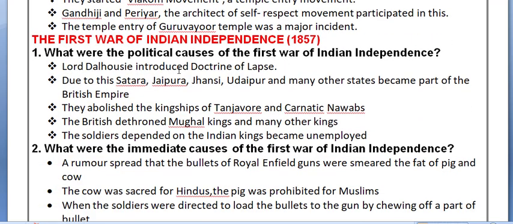Next question, that is from the First War of Indian Independence. What were the political causes of the First War of Indian Independence? Lord Dalhousie introduced the doctrine of lapse. Due to this, Satara, Jaipur, Jhansi, Udaipur and many other states became part of the British Empire. They abolished the kingships of Tanjavur and the Carnatic Nawabs. The British dethroned the Mughal kings and many other kings. The soldiers dependent on the Indian kings became unemployed.